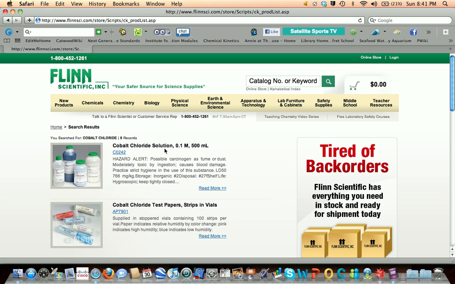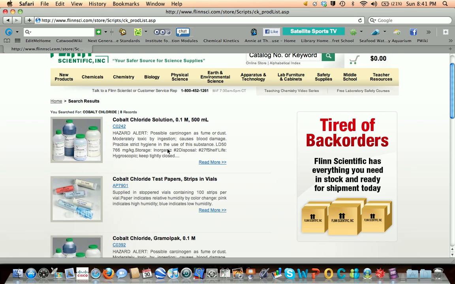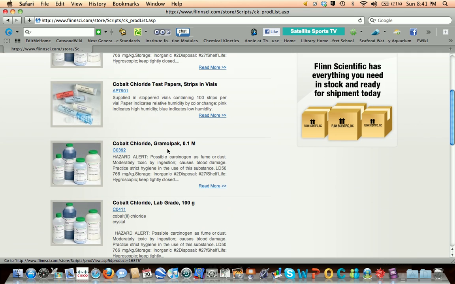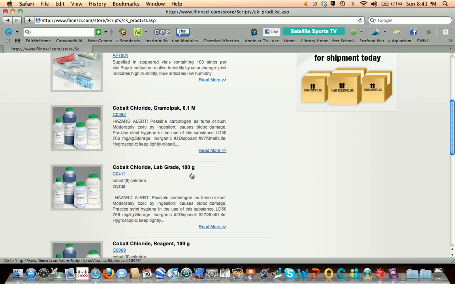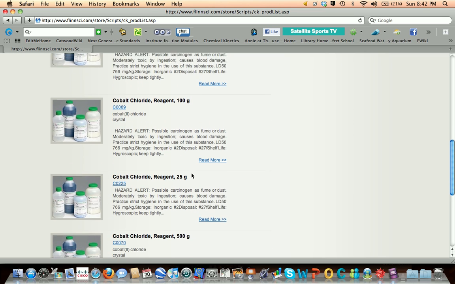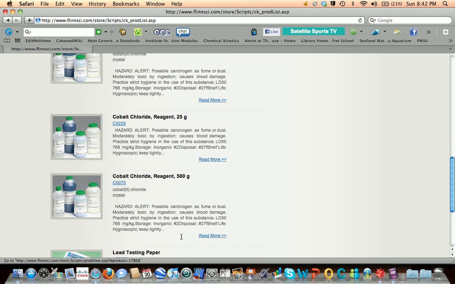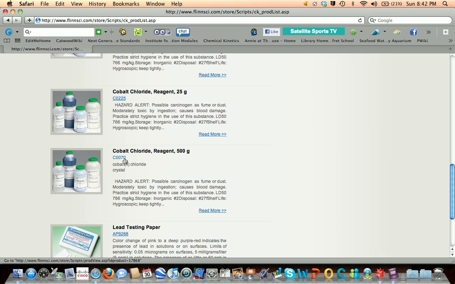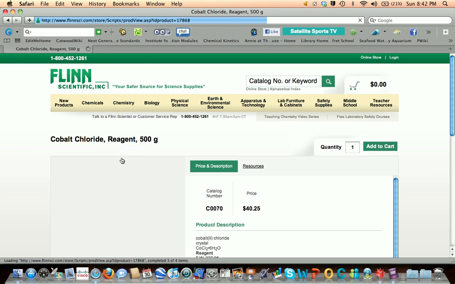Now I don't want anything that says solution because that means it's in a liquid form. That wouldn't work very well for me. I don't want any test papers. Oh, here we go. This might work, 100 grams of it. But maybe I can get it in a better form. Oh, here we go. This is a bigger batch, 500 grams. And I know that typically the more I buy, of course it's more expensive, but it's usually less expensive per gram. So let's click on that.